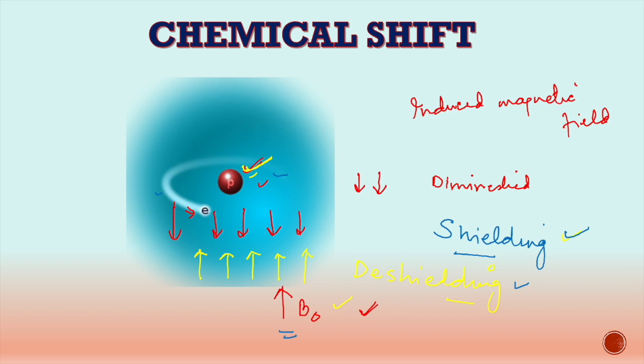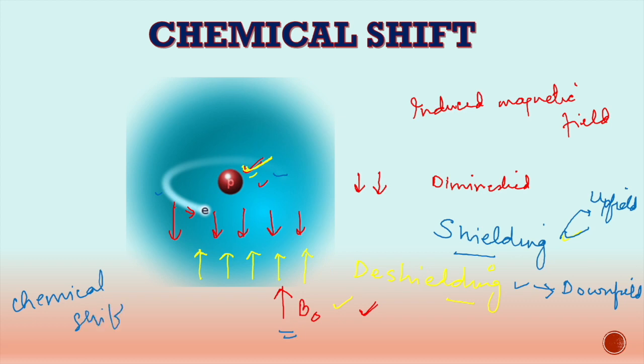So shielding, in other words, shifts the absorption upfield, whereas de-shielding will shift my absorption downfield. Such a shift in the position of the NMR spectrum arising from the shielding and de-shielding of the electrons is called chemical shift. So technically this shift will be called chemical shift.